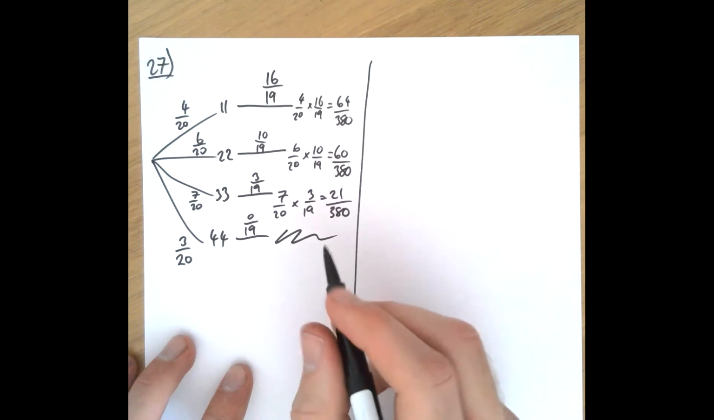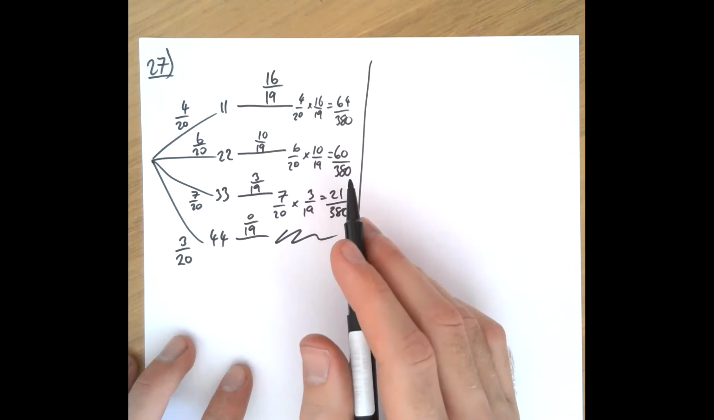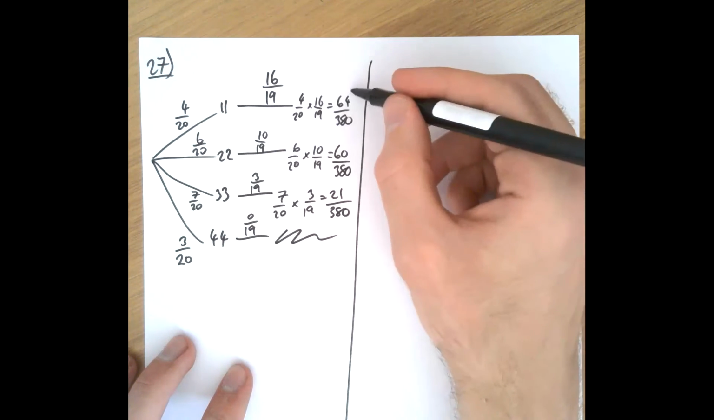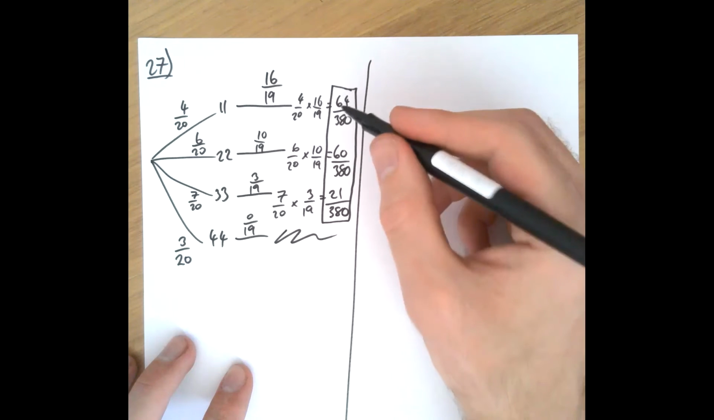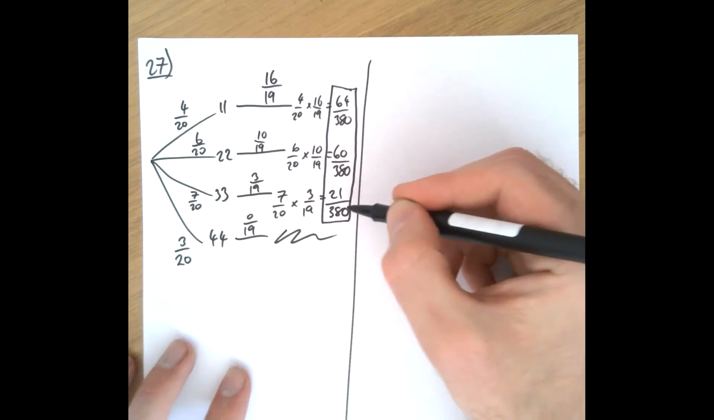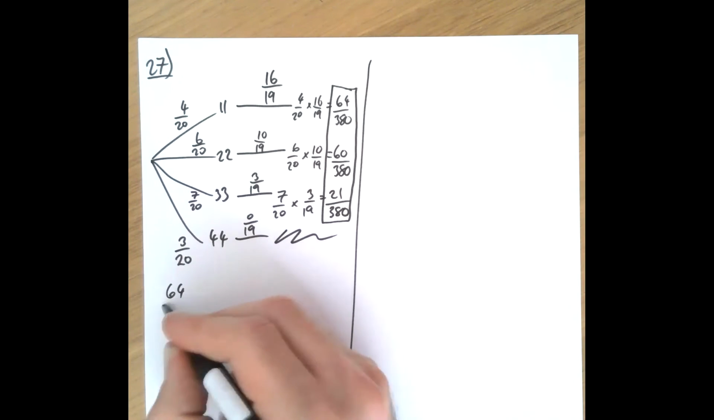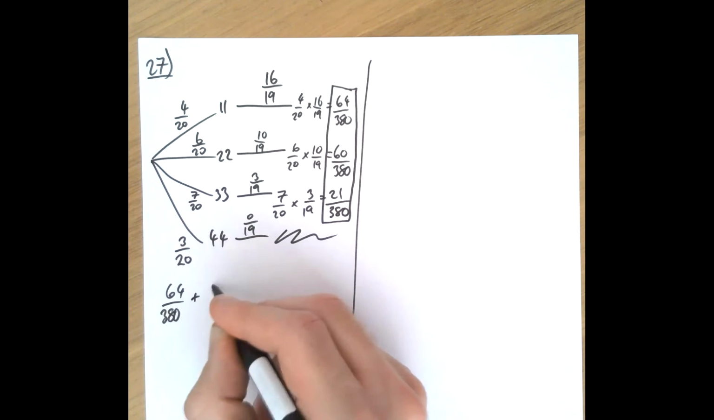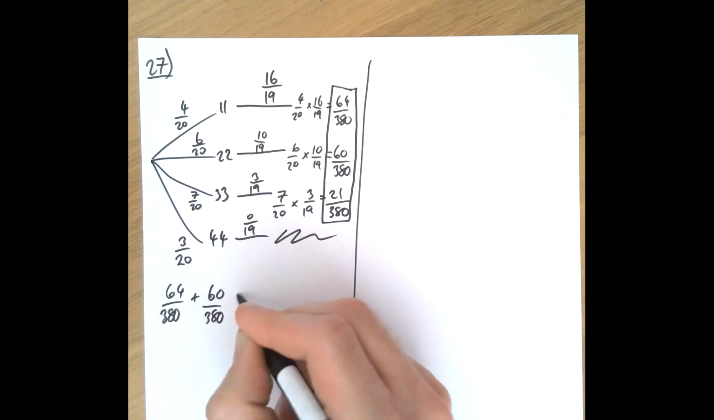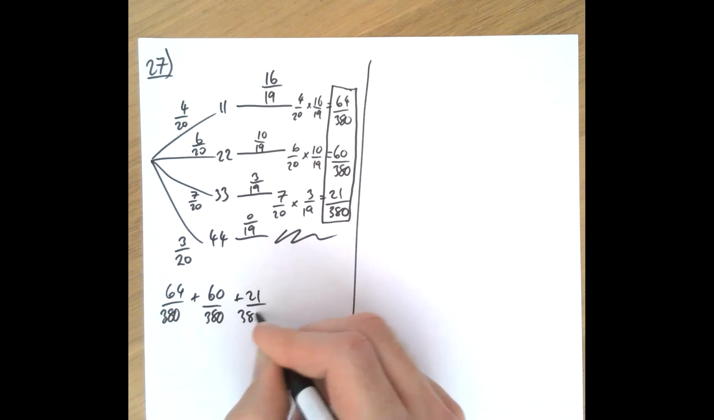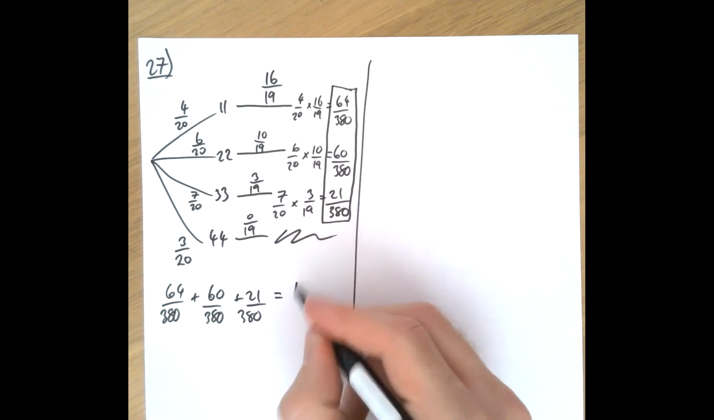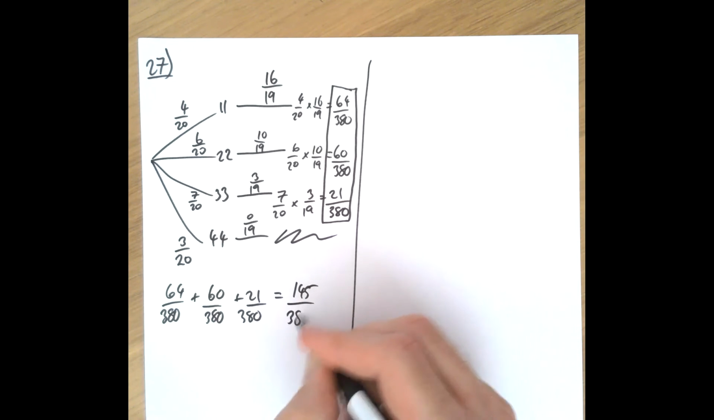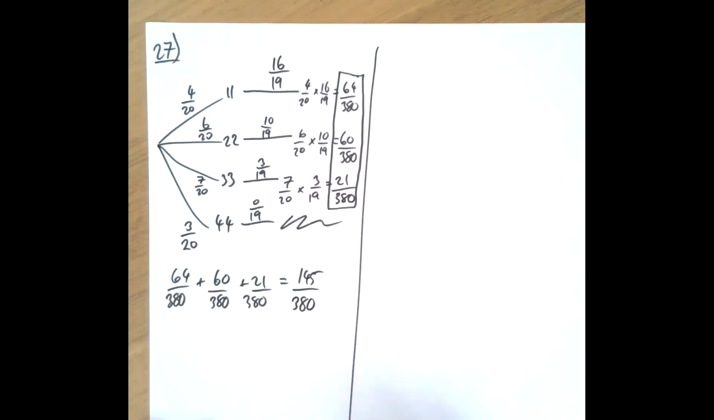So with tree diagrams, going across the branches you multiply, but because these are all probabilities where the case would be true, I just need to add these at the end. So I'm going to do 64 over 380 plus 60 over 380 plus 21 over 380. And that gives me 145 over 380. So hopefully that makes sense.